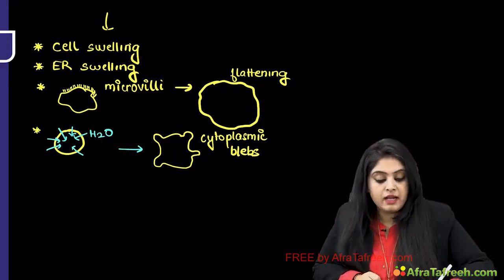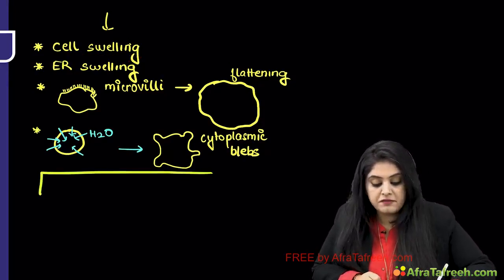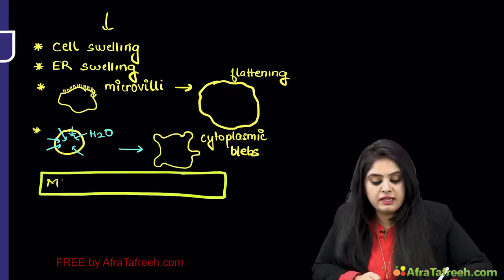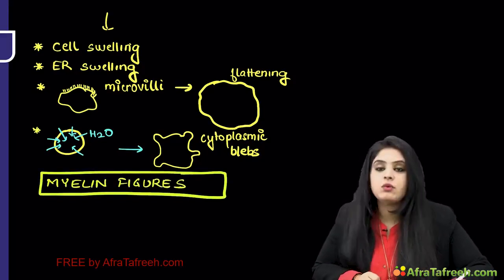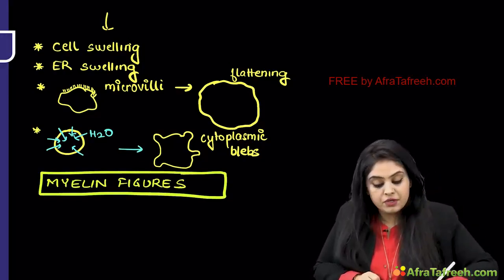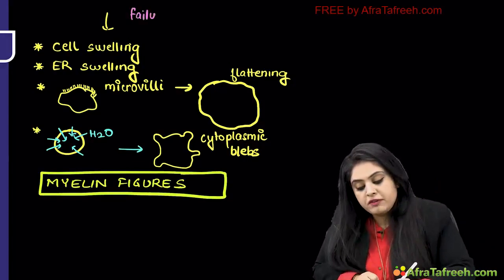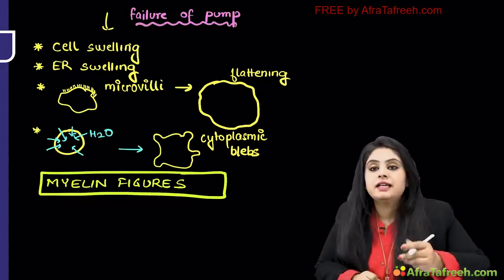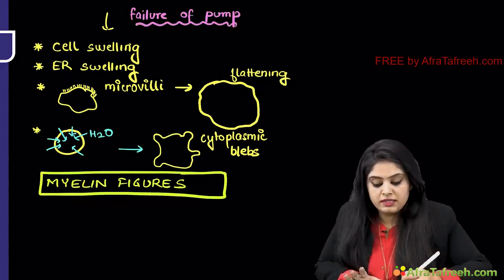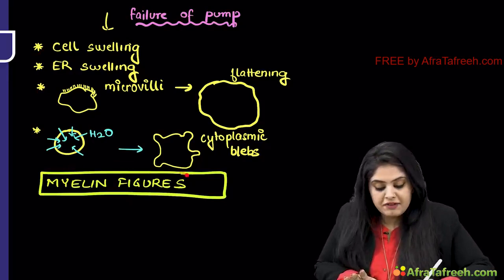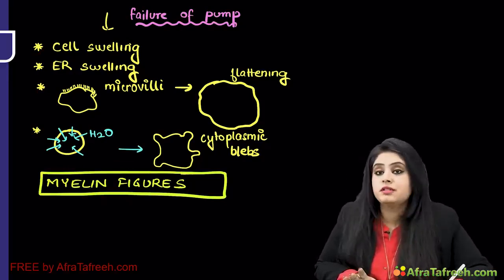And finally, there comes a time when the cell says, enough, so much water is coming inside me, I am having a problem. So finally, there is a formation of something known as myelin figures, and exactly what I'm going to teach you next. But what I want all of you to remember is that all of this has happened because of a failure of a pump. That sodium potassium pump has basically failed. That is why water everywhere. Water has resulted in the swelling, the microvilli flattening, the cytoplasmic blebs, and finally myelin figures. So your question will be, what are myelin figures?